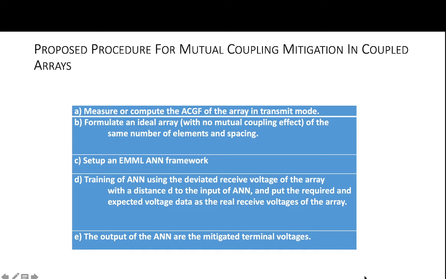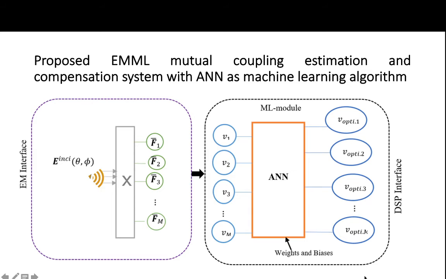So the whole process here, from the input voltage to the output voltage, is what I propose as a DSP module for circuit designers, which can be used to correct the mutual coupling problem we have in strongly coupled arrays in microwave systems. So this is the procedure. The procedure for the implementation of the algorithm is given here.